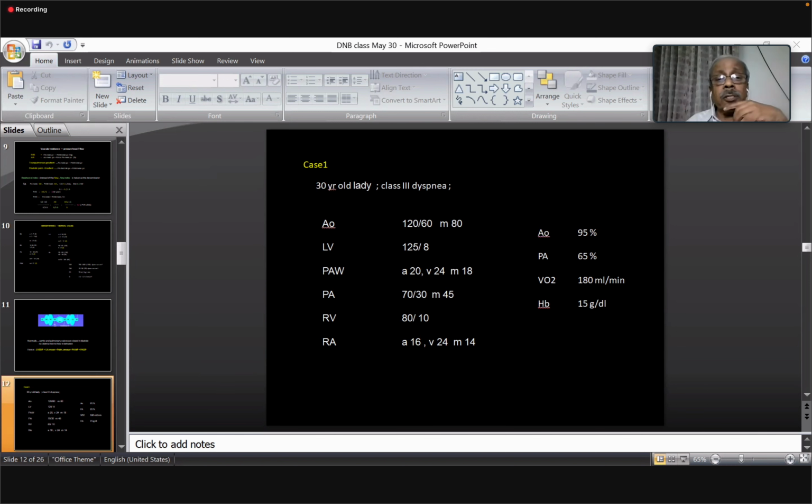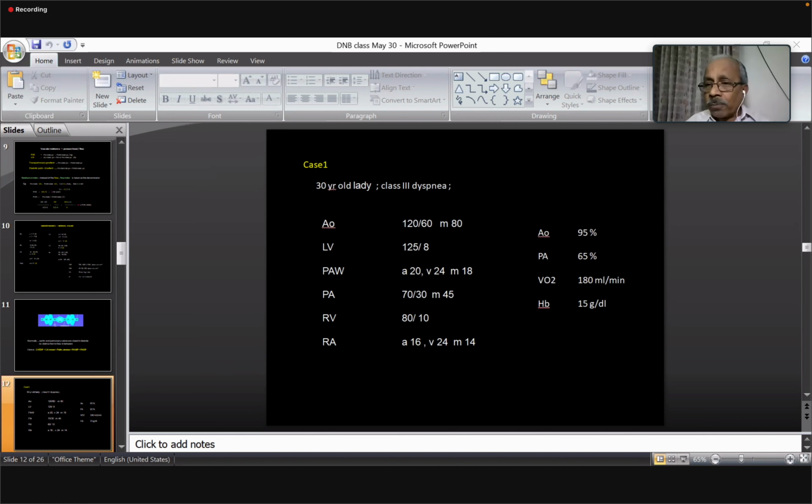Coming to RA, A 16, V 24, mean 14. So pressure is high. Okay. Then the V is taller than the A. Normally A is taller than the V. So we should look for causes of prominent V waves. Okay. And compare the RA pressure with the RV diastolic pressure. Now you find there is a 4 millimeter difference.